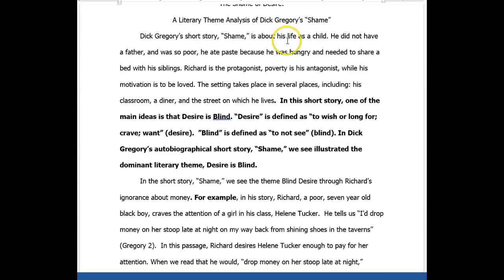Dick Gregory's short story Shame is about his life as a child. Now we're going into a little bit of a mini plot. He did not have a father and was so poor he ate paste because he was hungry and needed to share a bed with his siblings. So that's just a little bit. Pretend again that I've not read this, I don't know what you're talking about. Richard's the protagonist, poverty is his antagonist, while his motivation is to be loved. The setting takes place in several places, including his classroom, a diner, and the street on which he lives.